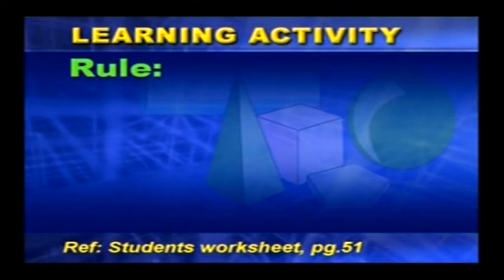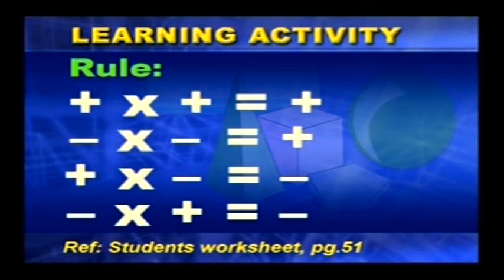Before we go on to the exercise, let's look at the learning activity. The learning activity is that when we are trying to multiply integers, there must be a rule that we have to follow. And the rules are as follows. Listen very carefully. When you are multiplying integers, there are 4 rules that you are going to follow.